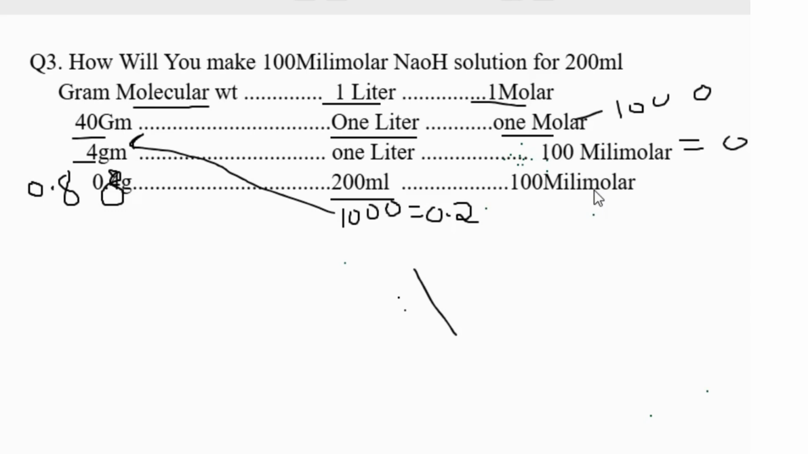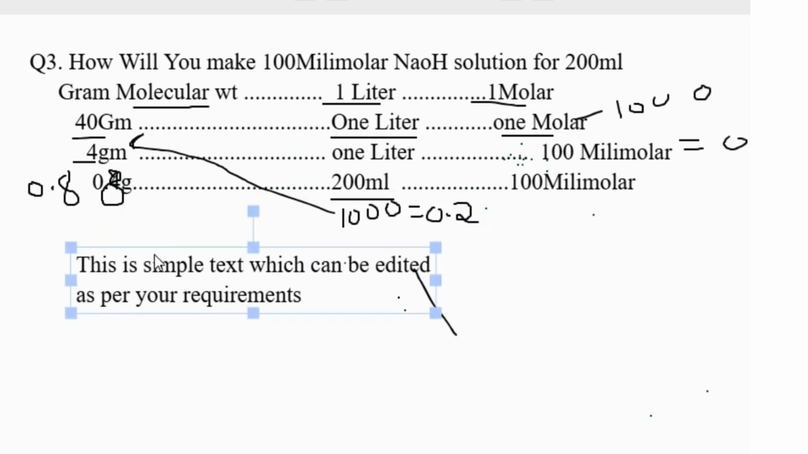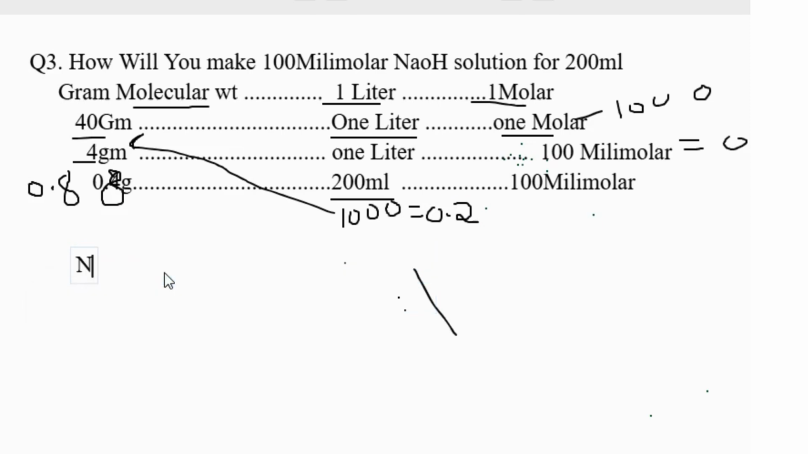So this is a very lengthy calculation, right? We need some shortcuts. For this question, the same question I'm repeating in a shortcut manner. Like NaOH, you are going to make NaOH for the 200 ml and 100 millimolar concentration. This I am going to calculate in a very shortcut manner.